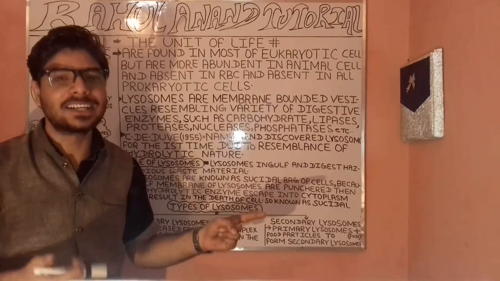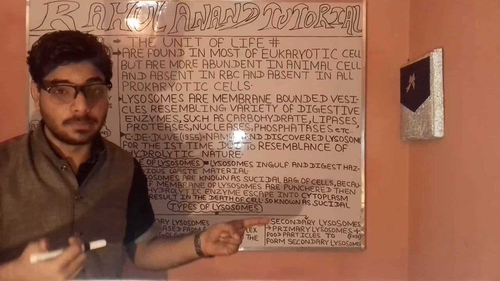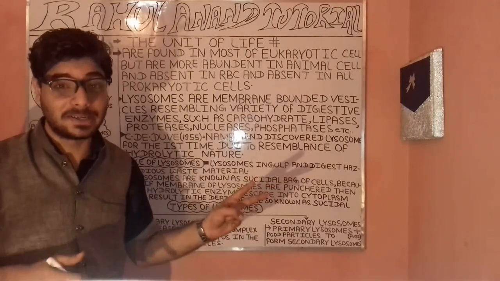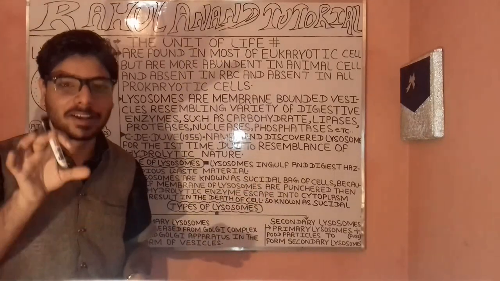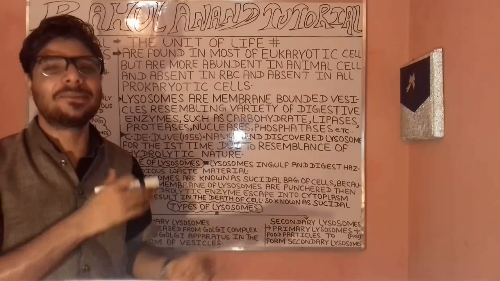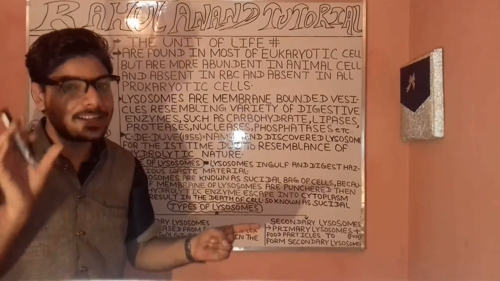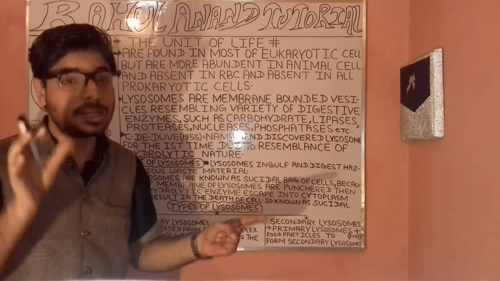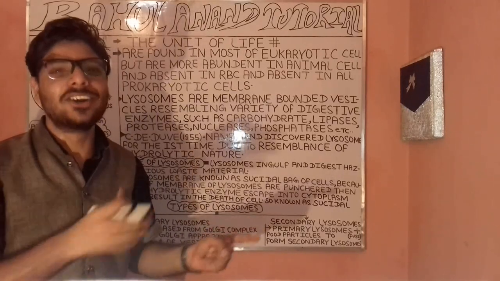There are exception cases. They are not found in the red blood cell of animals, since the red blood cell is present only in the animal cell. In plants, we do not have this kind of resemblance in terms of blood. Another exception: they are not found in the sperm cell of bryophytes and pteridophytes.